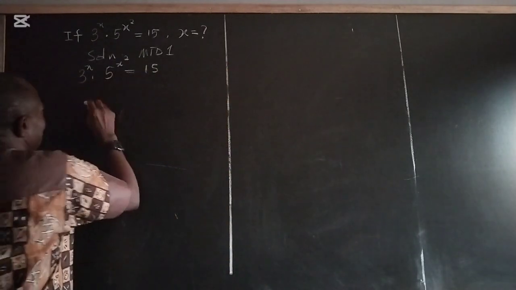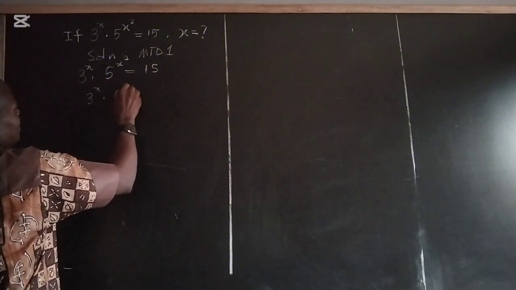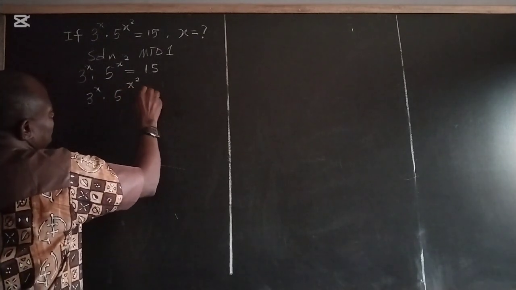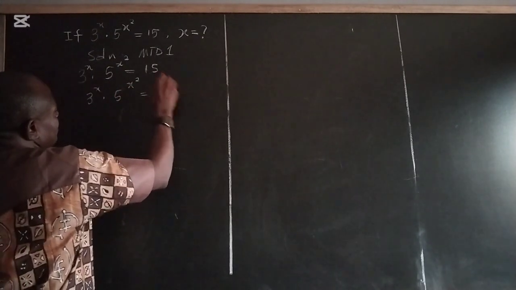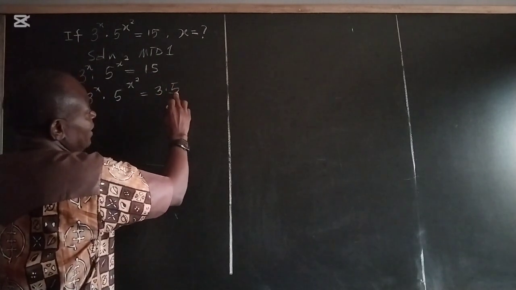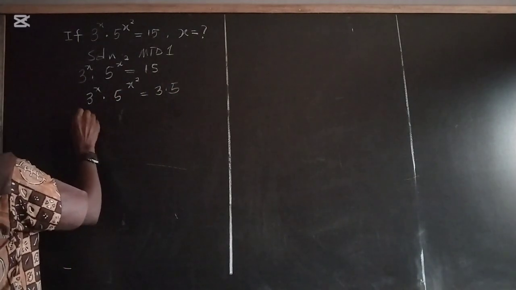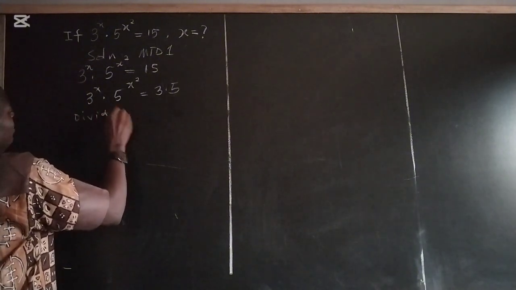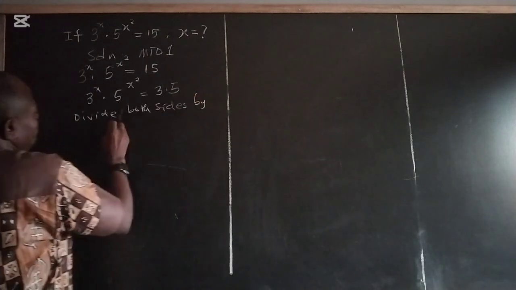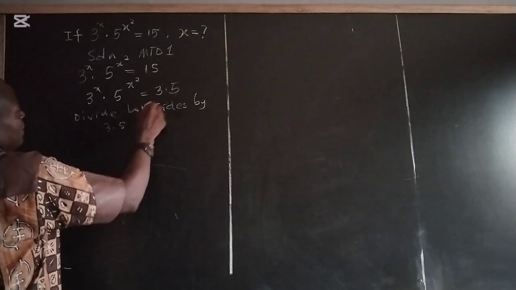So what we are going to do here is rewrite this expression as 3 raised to power x times 5 raised to power x squared. I can also write it, instead of 15, as 3 times 5, since 3 times 5 gives us 15. Divide both sides of the equation by 3 times 5.